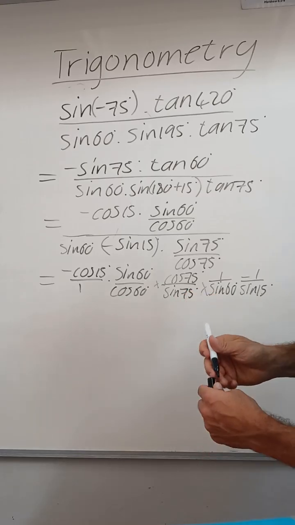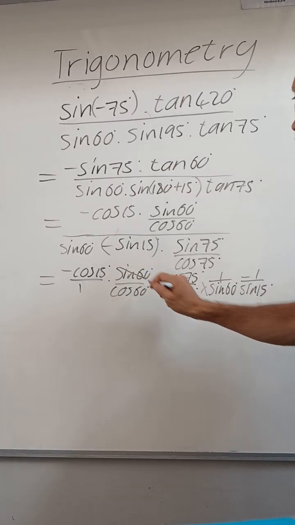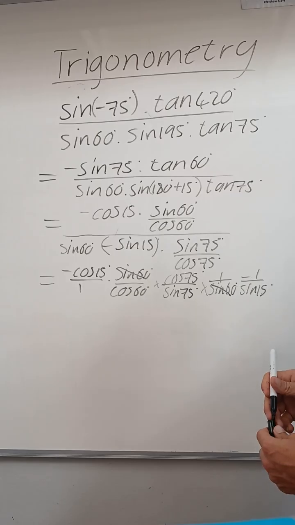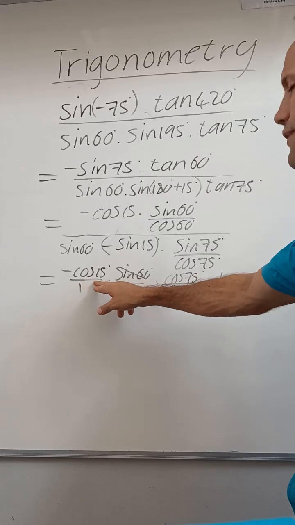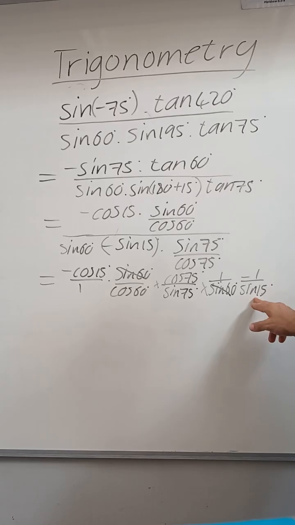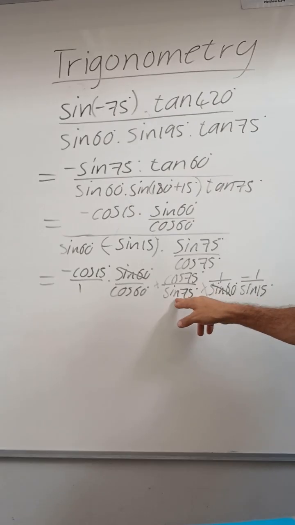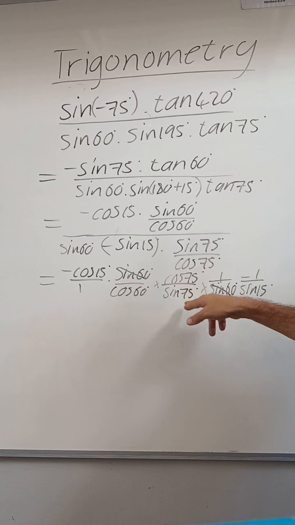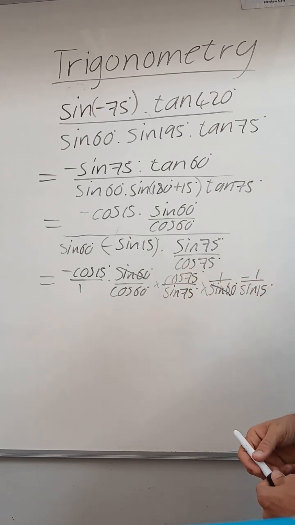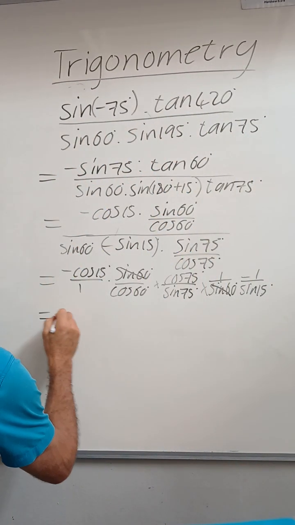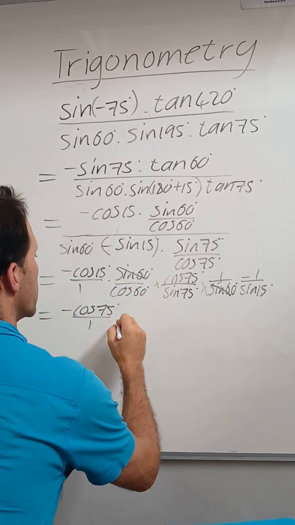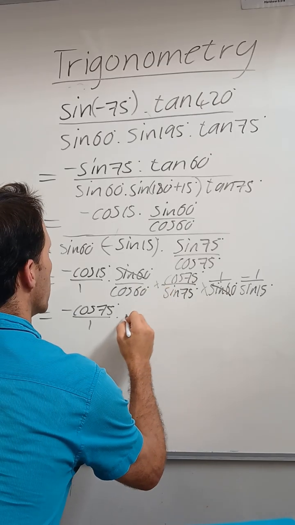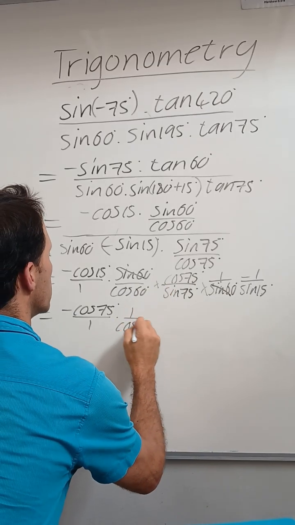But the thing is, now we can see that this sine 60 and this sine 60 cancel out. Now what we can do is change this cos 15 to sine 75 for co-ratios, and change this sine 15 to cos 75. And then the sine 75 and sine 75 will cancel out. The cos 75 and cos 75 will cancel out. So when we do that, we're going to have negative cos 75 over 1. Here we're going to have cos 75. Let's just put in the 1 over cos 60.